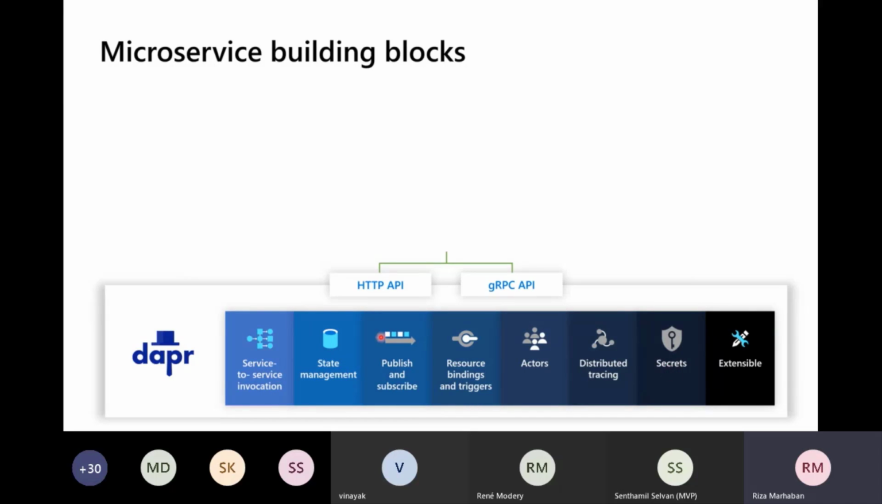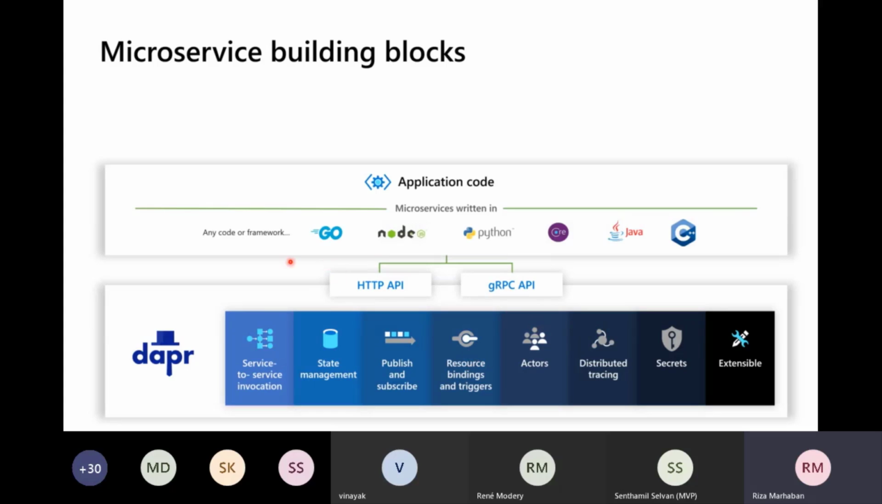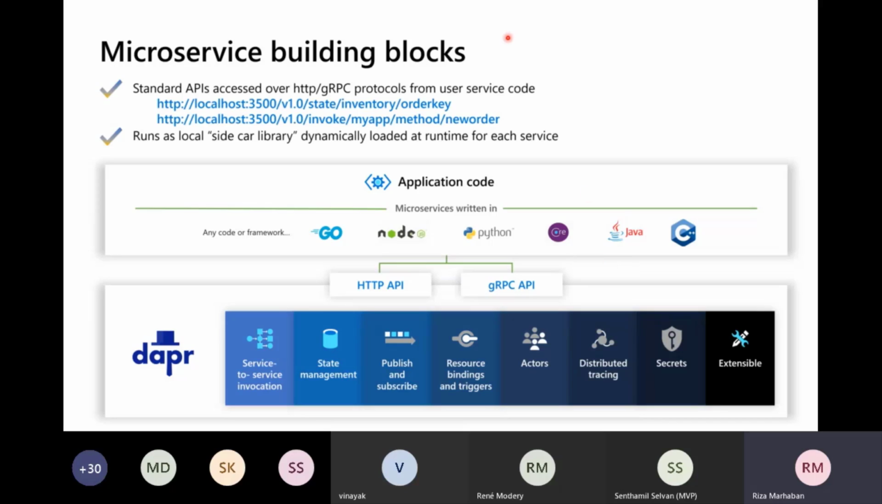Here are the building blocks, and you can use HTTP inside. They use an HTTP API or gRPC API, and this works with any code framework. You can use Go, Node.js, Python, .NET, Java, C++, anything. And I think it's going to be more than just this. Maybe they are going to add any other language, maybe PHP or something. And then this is the framework for this.